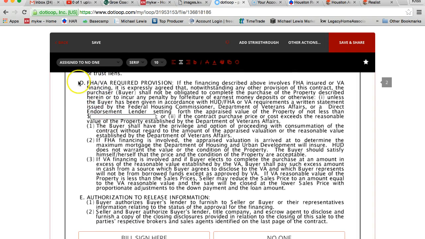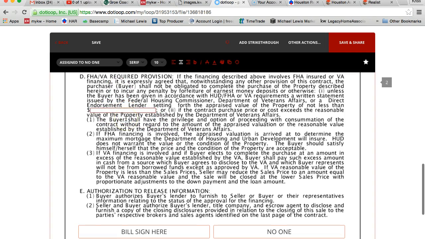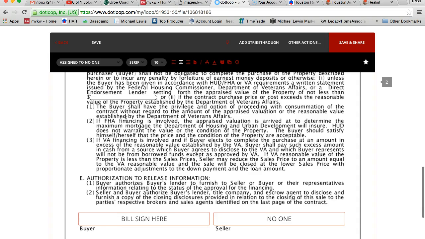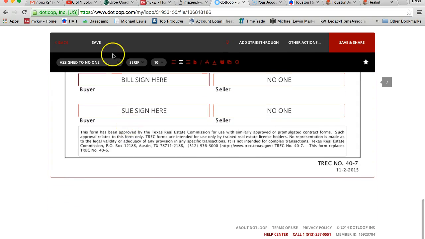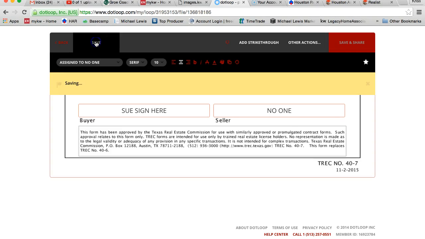Down here, if it was FHA, which this one is not, in this blank right here, what you would put is the contract price. It would have to appraise for the contract price. So that's what that blank is saying. And then you just make sure that they sign, and that is how you fill out the third-party addendum. So I'm going to save that.